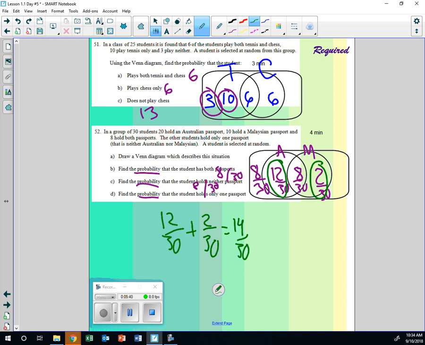This one here, D. Find the probability that a student holds only one passport. So this would be 12 out of 30, 2 out of 30, and what did you think should be added? Also the 8 out of 30, because the people who don't have Australian or Malaysian still only have one passport, since the other students hold one passport, but it's an Australian one. Yes. So this, even though it's neither of these two, it's still one passport. Oh, I didn't catch that.